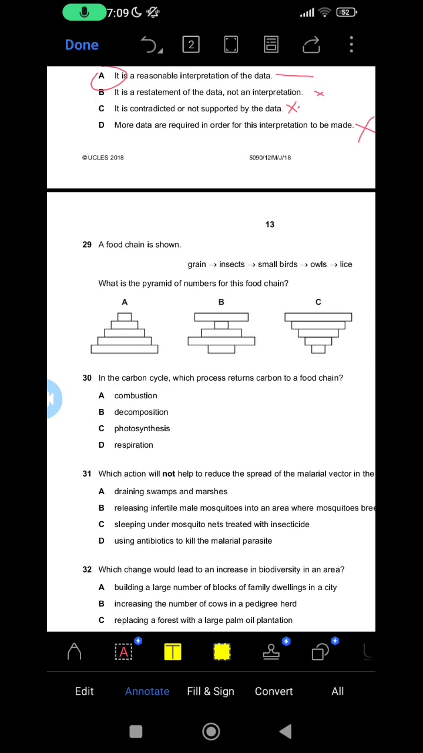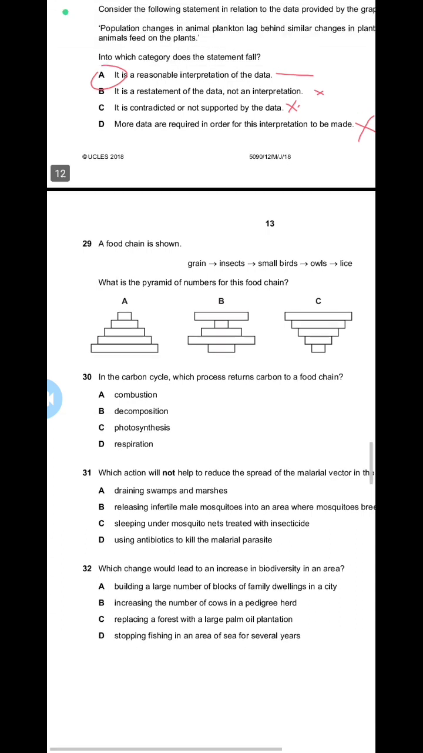In the carbon cycle, which process returns carbon to a food chain? Combustion, decomposition, photosynthesis, respiration. Carbon to a food chain.